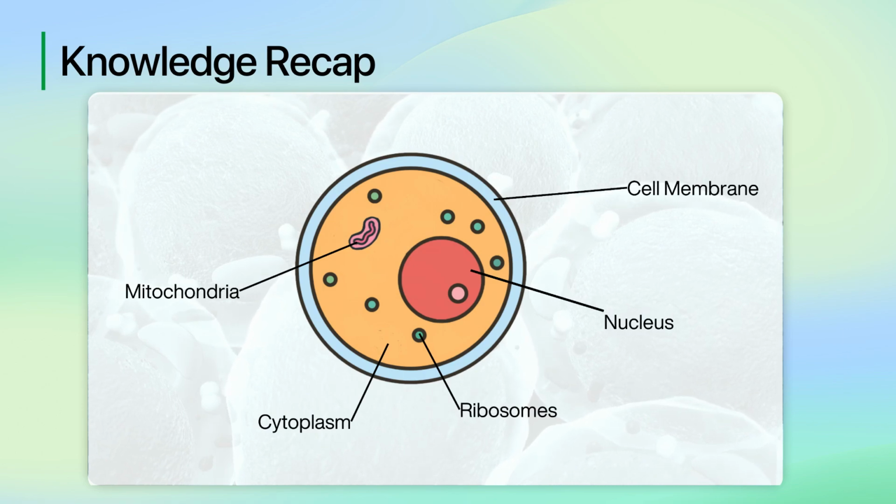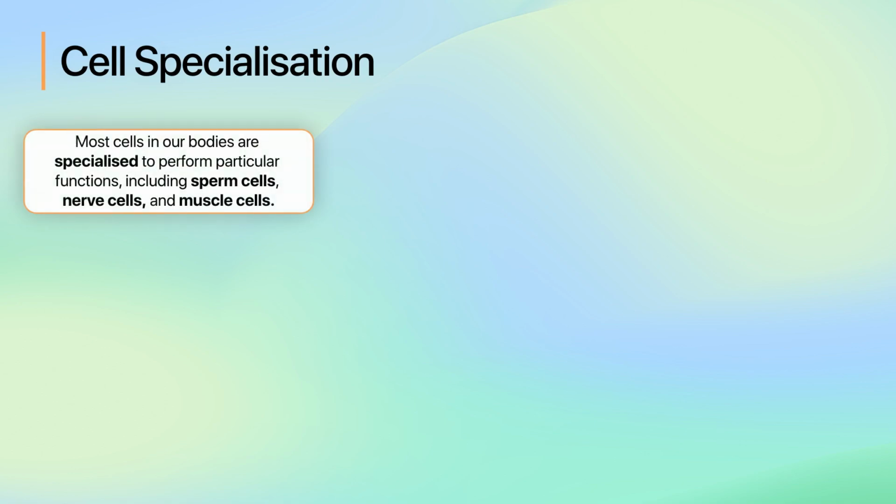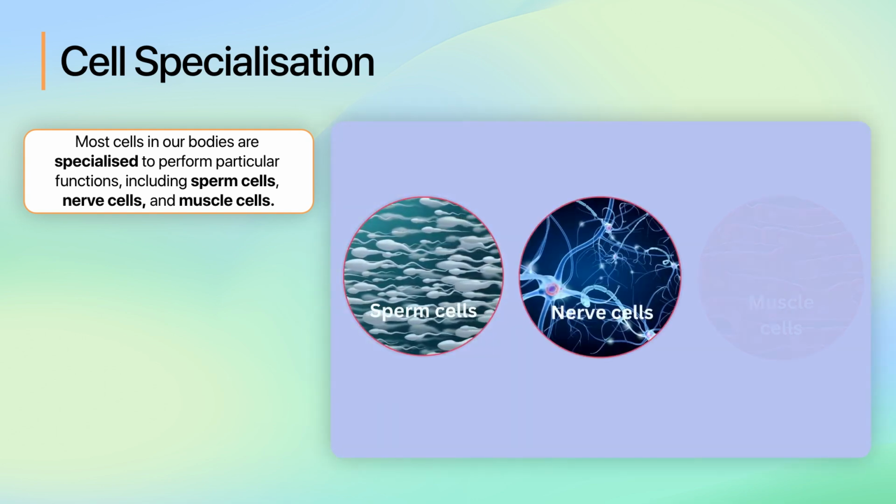Let's get started. To understand how complex organisms like humans function effectively, it's essential to comprehend the concept of cell specialization. Most cells in our bodies are specialized to perform particular functions, including sperm cells, nerve cells, and muscle cells.